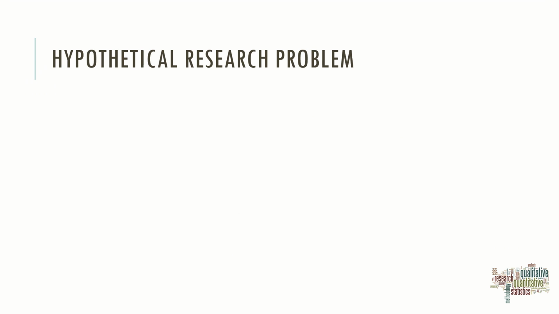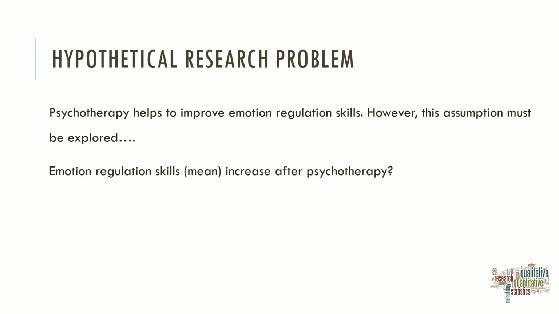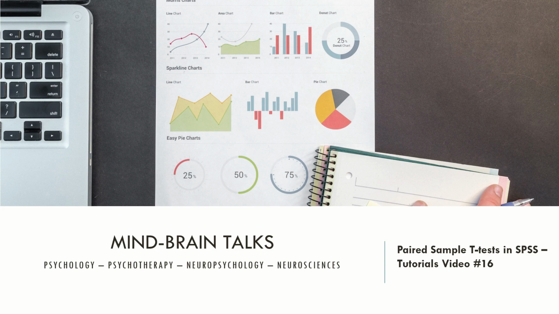So, psychotherapy helps to improve emotion regulation skills. However, this assumption must be explored. So, we can transform this research question into an operational condition, such as emotion skills increase after psychotherapy. So, our null hypothesis is that there is no difference between a pretest and a post-test condition, okay? And our H1 hypothesis means that we have a difference between these means. So, as in the other research problems, here we want to reject the null hypothesis, because the null hypothesis means that there is no difference between the pre and the post-test condition. So, if this is true, it means that the psychotherapy does not improve or does not increase the emotion regulation skills. So now let's jump to the SPSS.